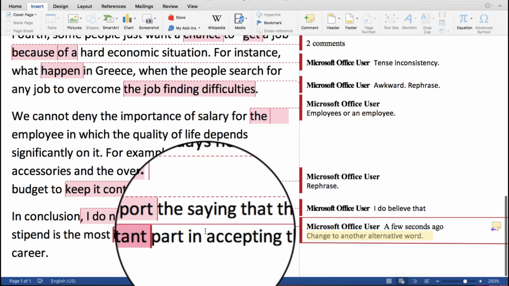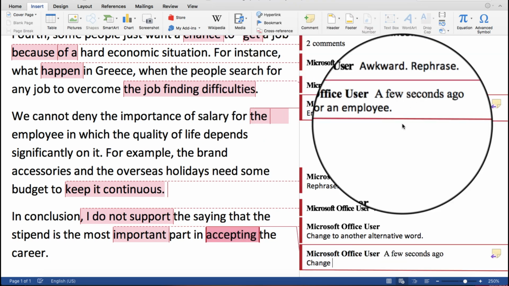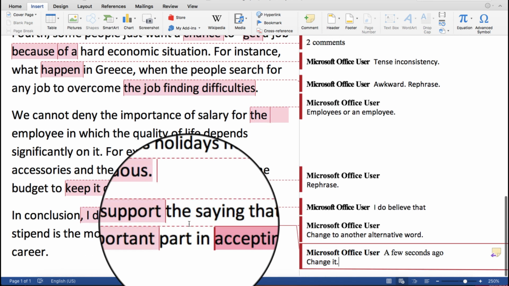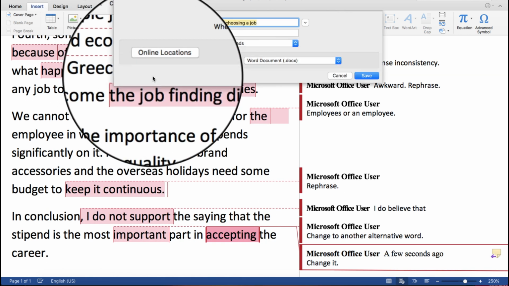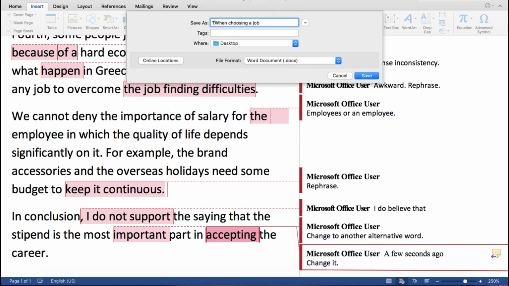Here, as an example, I'm giving him some feedback on the use of important, support, and accepting. I'm saving the document and sending it to him just in case he wants to access it offline and see my feedback. Thank you so much.